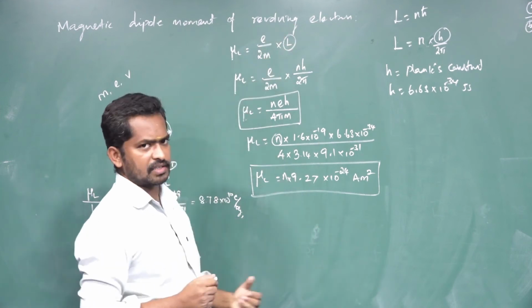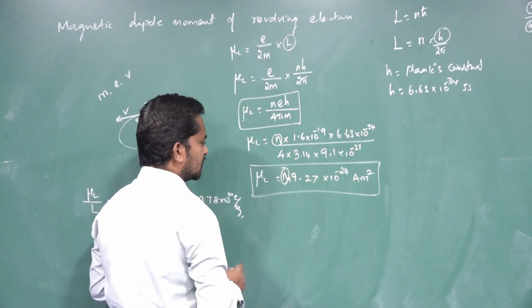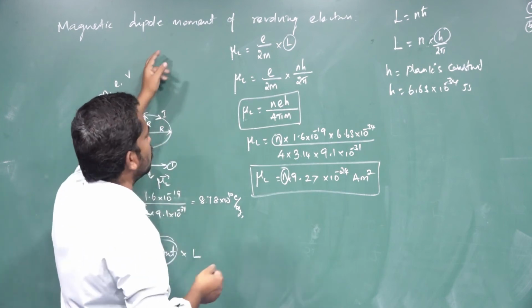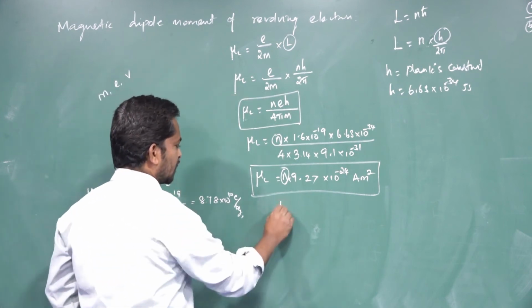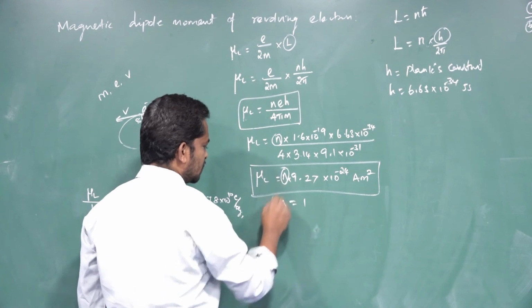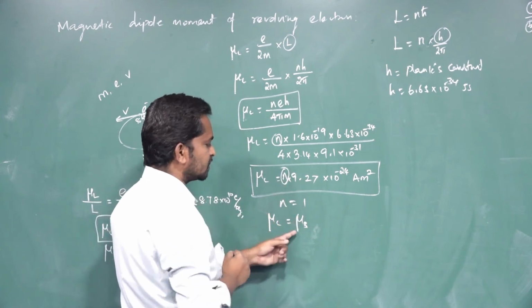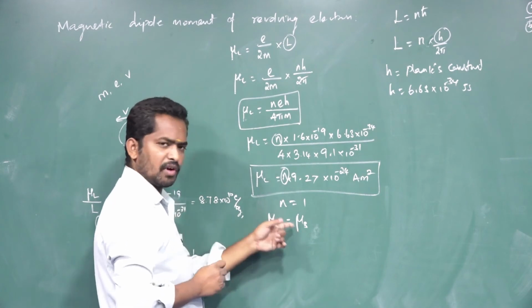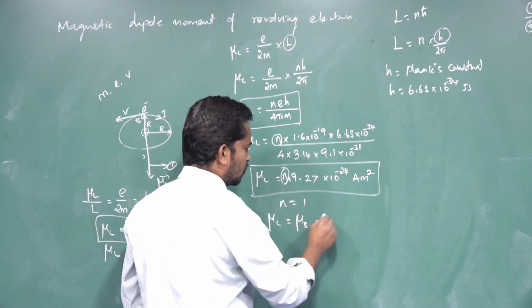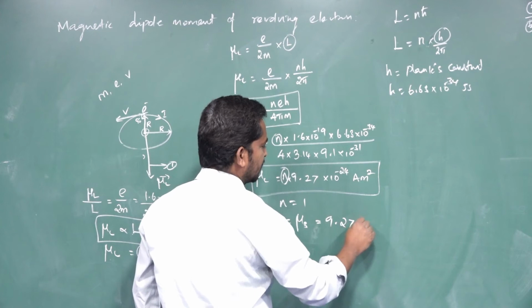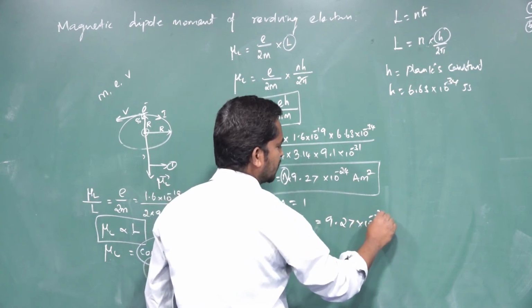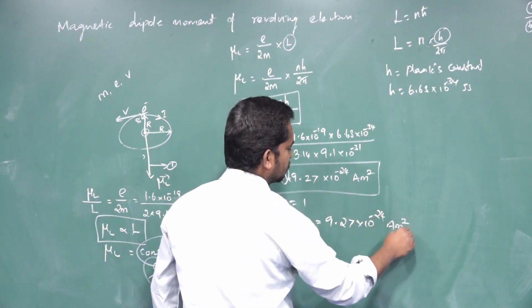If the first orbit, n equals 1. What is the least magnetic dipole moment of an electron, if n is equal to 1? Mu L is equal to mu B. Mu B is the least value of the magnetic dipole moment of the revolving electron, for n equal to 1. So it is 9.27 into 10 power minus 24 ampere meter square.